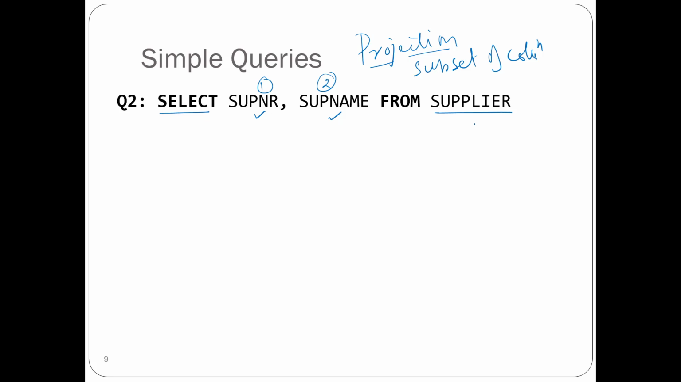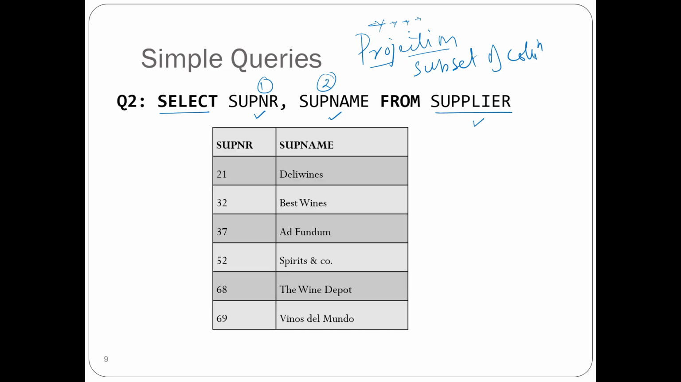And what will happen? The result from the supplier table would be projected on these two columns, which are SUPNR and SUPNAME. You should remember what this projection thing is, right? Projection means considering only some columns from the table for the result. So your result would look like this. Right now you have only two columns here, SUPNR and SUPNAME, and you're getting the data for all the tuples.